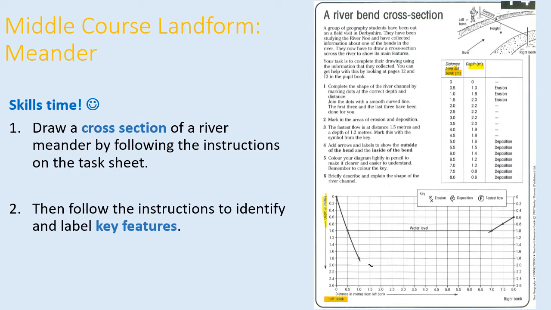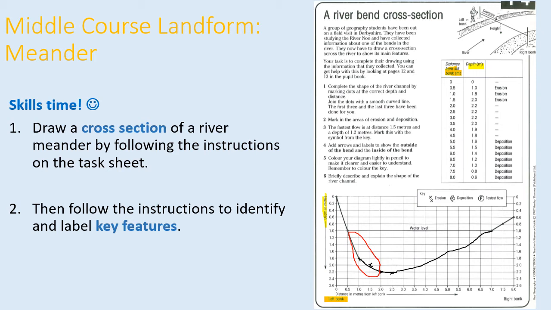Just put a little cross, just make it clearer. At 2 meters, it's 2.2. So I'm going to put a cross there. 2.5 meters is 2.2, and so on. And then you're simply going to join the dots. I imagine it will look something like that. Then it asks you to identify where there's erosion. Well, that's between 0.5 and 2 meters. So this is the zone of erosion.